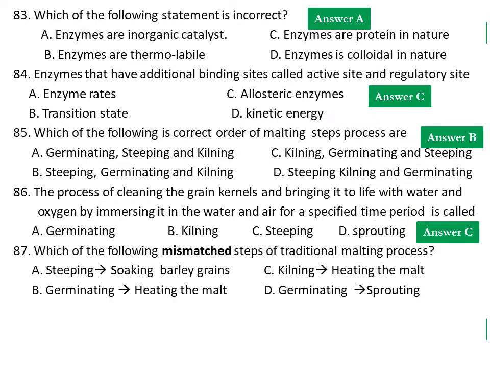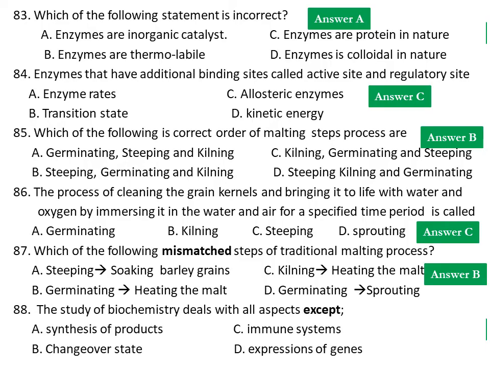Steeping. Question number 87. Which of the following is a mismatched step in the malting process? A. Steeping means soaking barley grains. B. Germinating, heating the malt. C. Cleaning, heating the malt. D. Germinating, sprouting. So the answer should be B. Germinating, heating the malt is not correct. Germination must be sprouting. So the incorrect one is B.